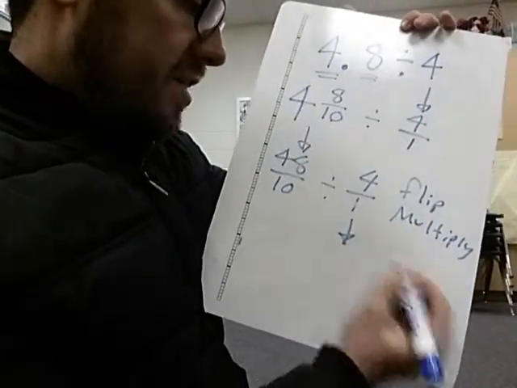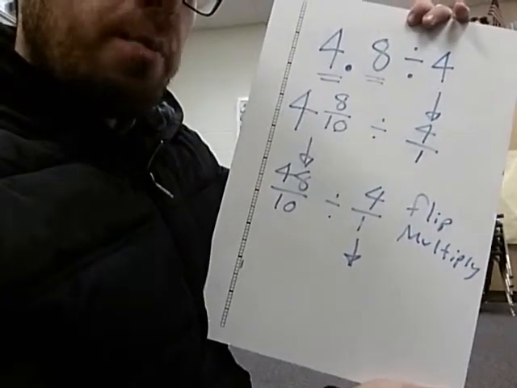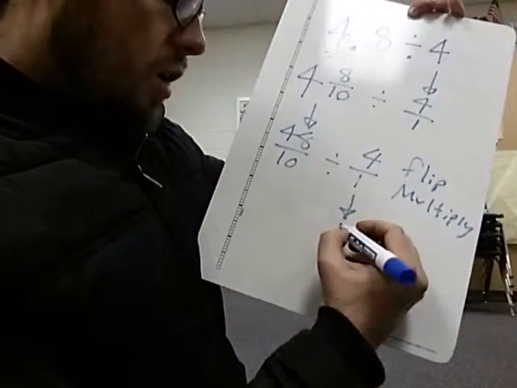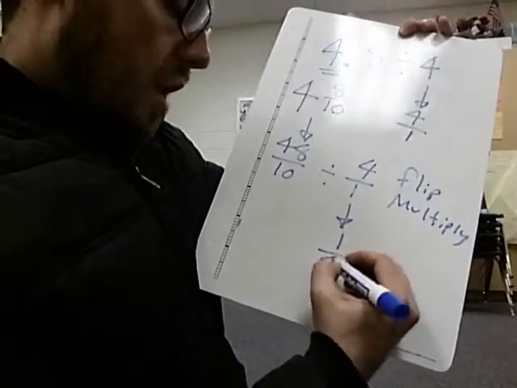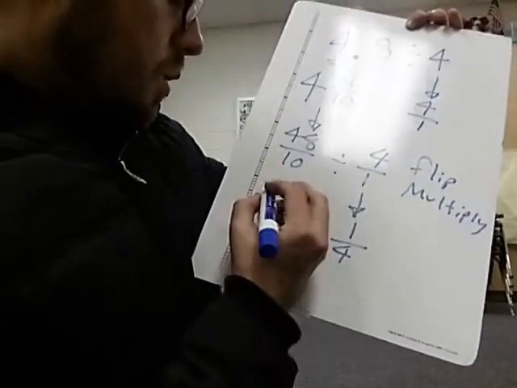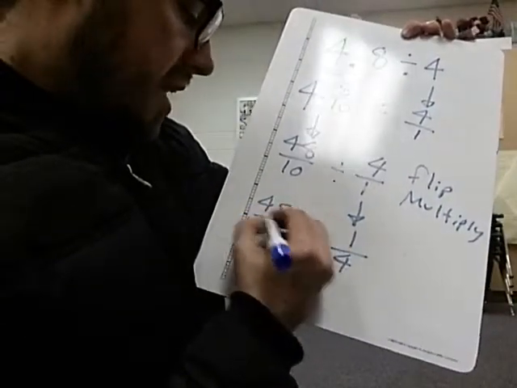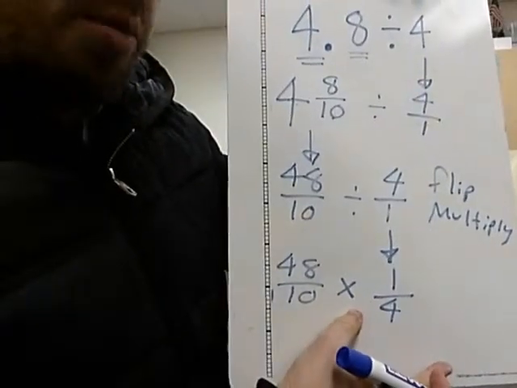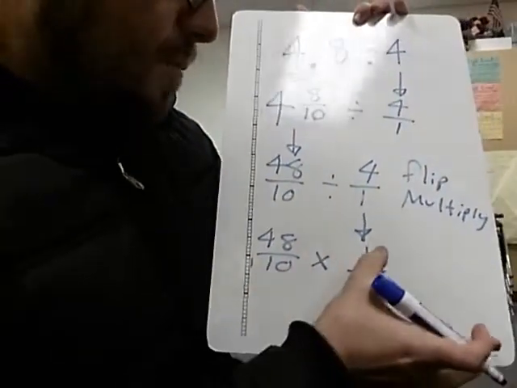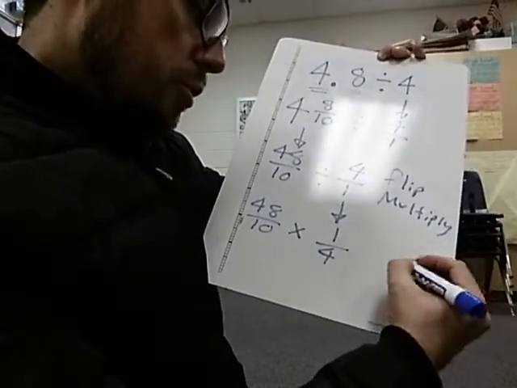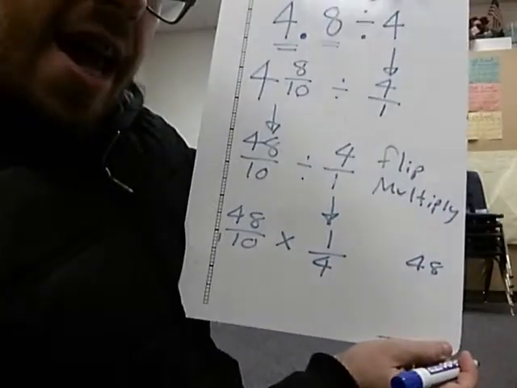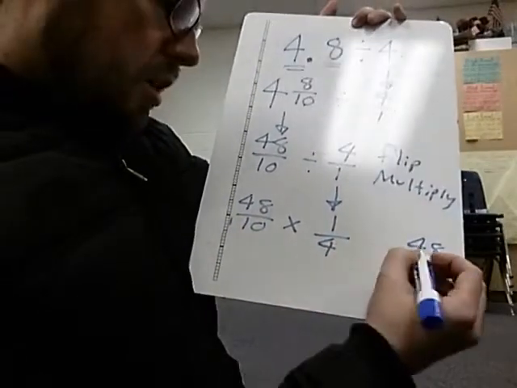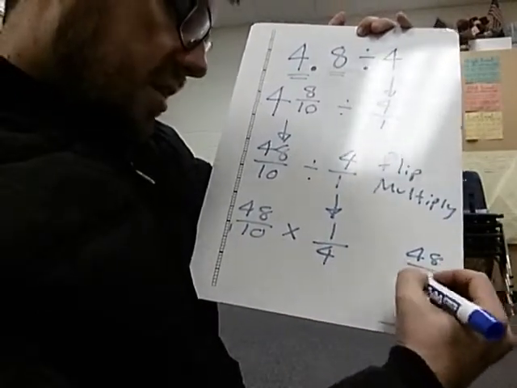So another word for this is getting the reciprocal. So I'm going to go ahead and draw our flipped or our reciprocal down here. Instead of 4 over 1, it's going to be 1 over 4, okay? We rewrite our problem, 48 over 10. Now we're not dividing, we are multiplying. We have 48 times 1 this time. Our new numerator is going to be 48. We do our denominators, 10 times 4. Our denominator will be 40.